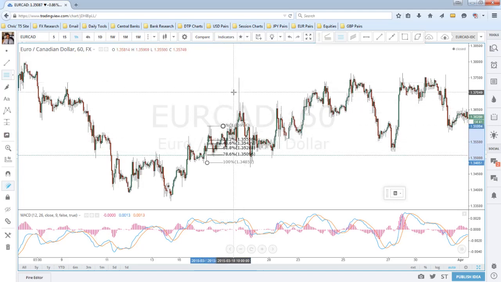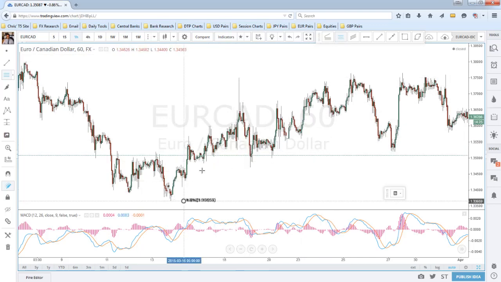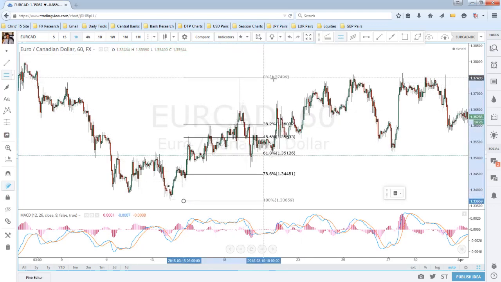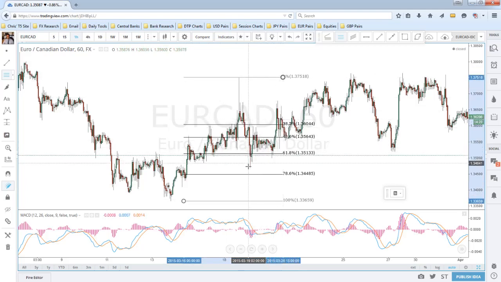Okay, so you see how the fib levels work for pullbacks. Now, we're going to take this entire swing, look at this corrective setback, and you can see we retraced just through the 62% Fibonacci retracement level. We had a bit of a reaction, a pullback. Price consolidated here for a moment and then took back off to the upside, eventually moving to a new high.